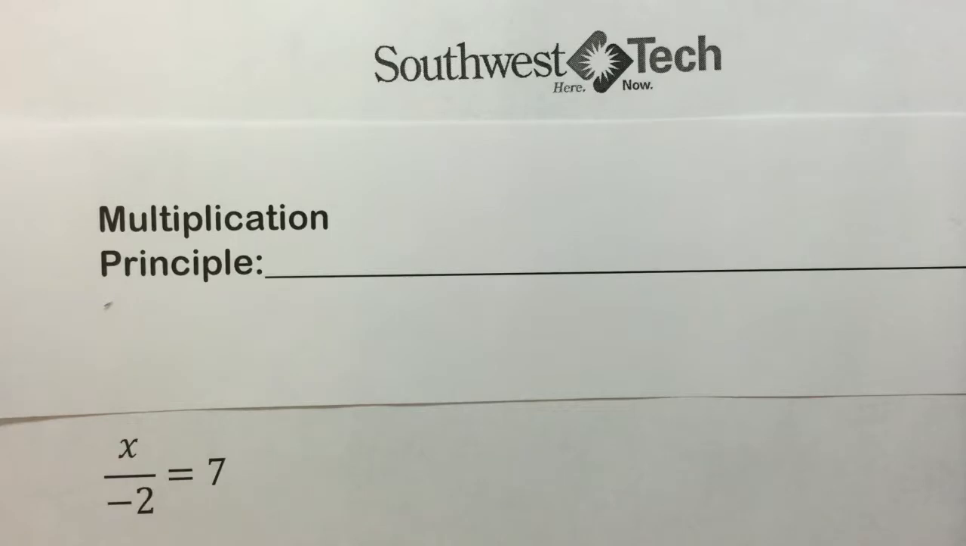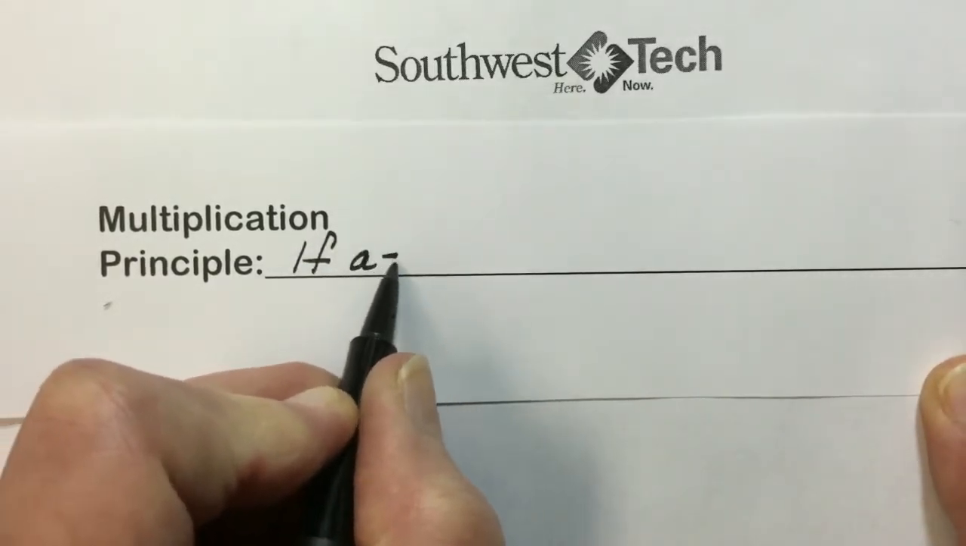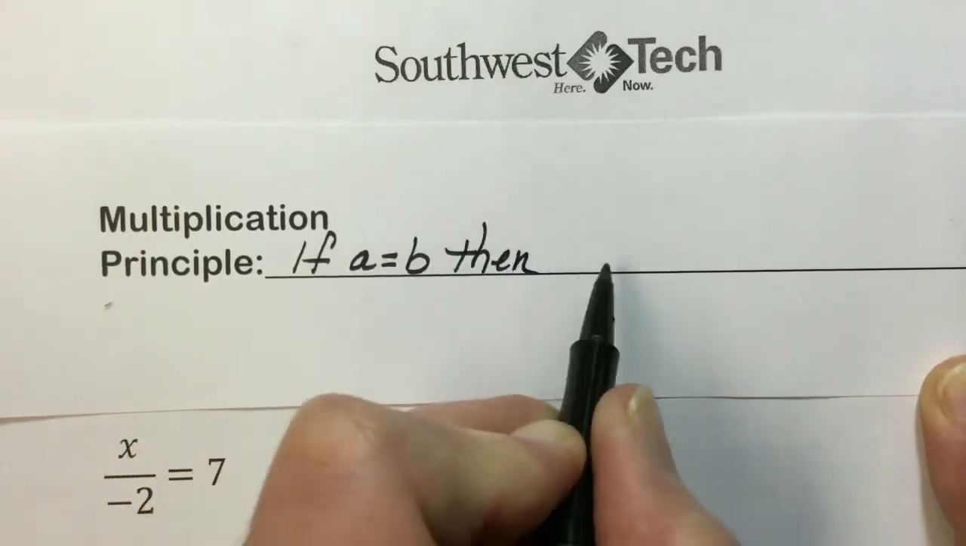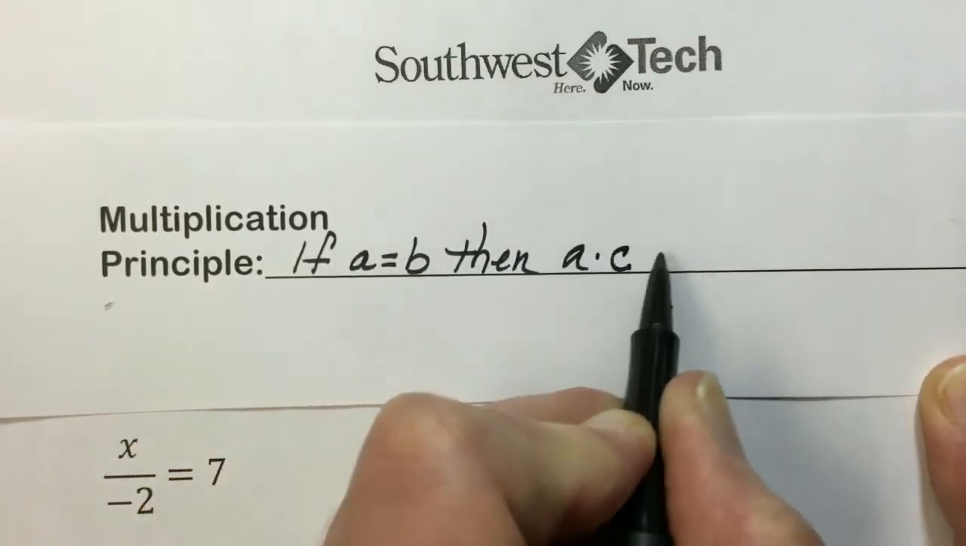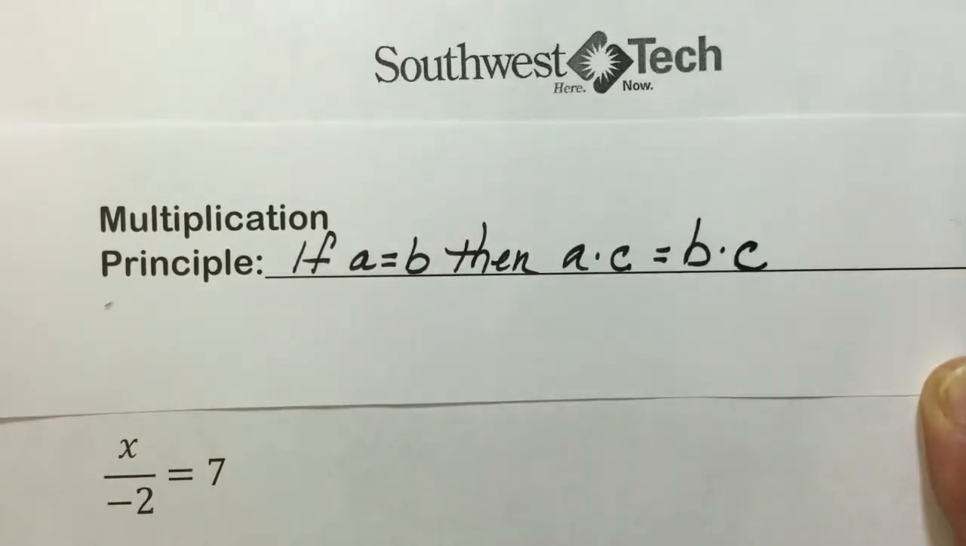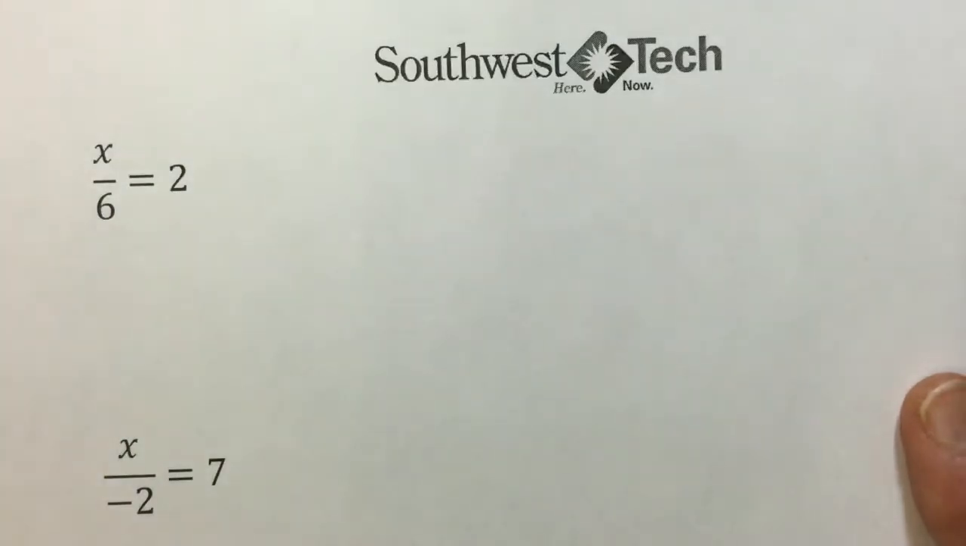A second principle for solving equations concerns multiplying. The multiplication principle states for any real numbers a, b, and c, with c not equal to 0, if a equals b, then a times c is equal to b times c. We've maintained equality by multiplying both sides of the equation by the same number. And let's look at how we use that.